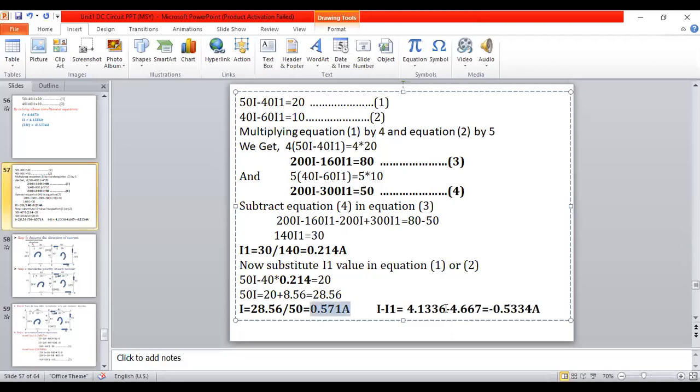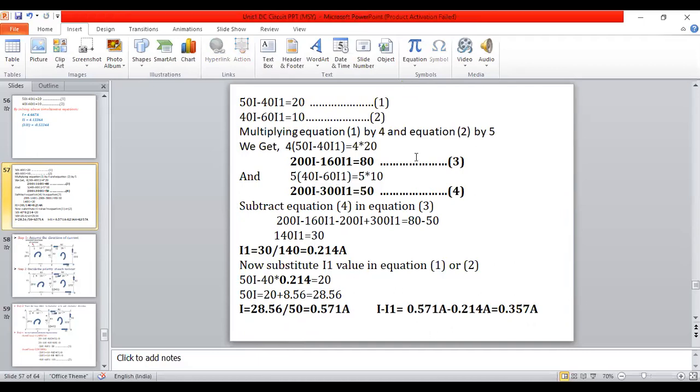0.571 ampere. You can substitute here in the place of I. Next, in the place of I1, it is 0.214. Then calculate the total current, I minus I1. 0.357. It is not minus, it is plus. Yes, sir. Plus 0.357.